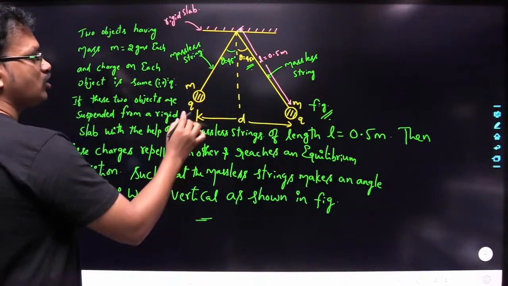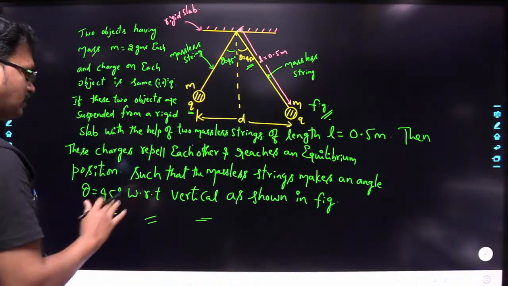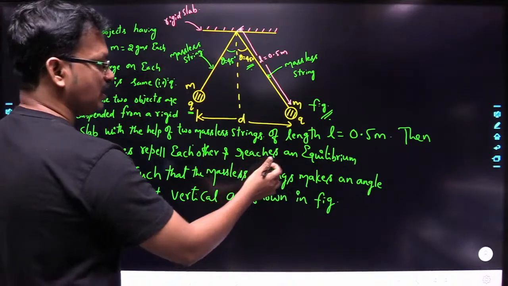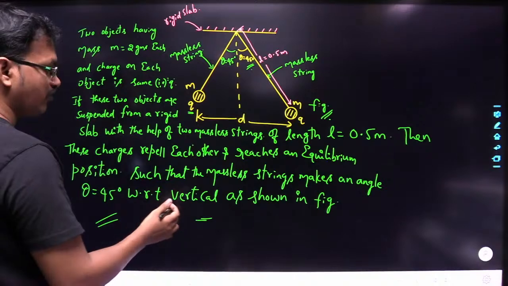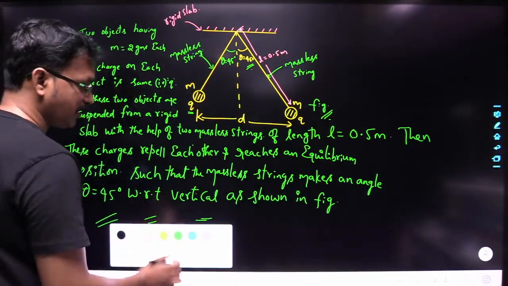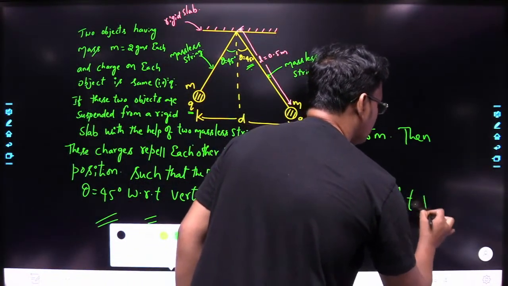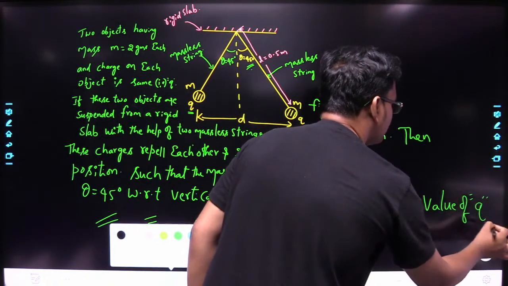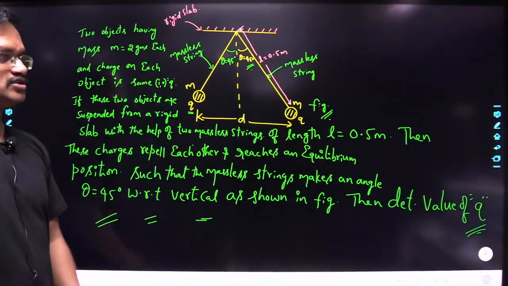Then what you have to do is determine the value of the charge q. These charges repel each other and reach an equilibrium position such that the massless strings make an angle theta equal to 45 degrees with respect to vertical, as shown in the figure. So determine the value of q.